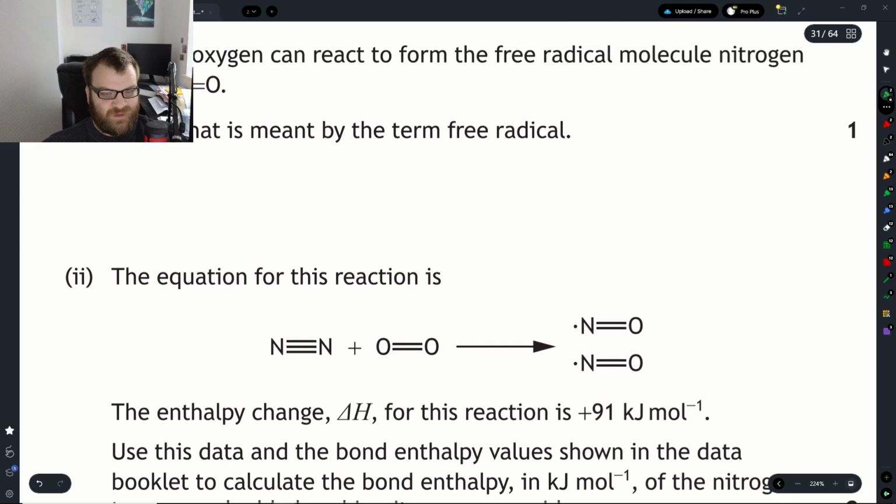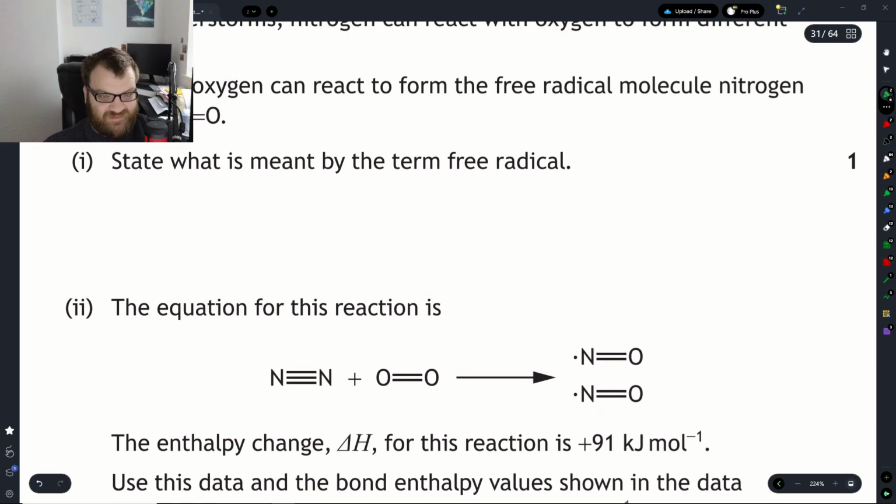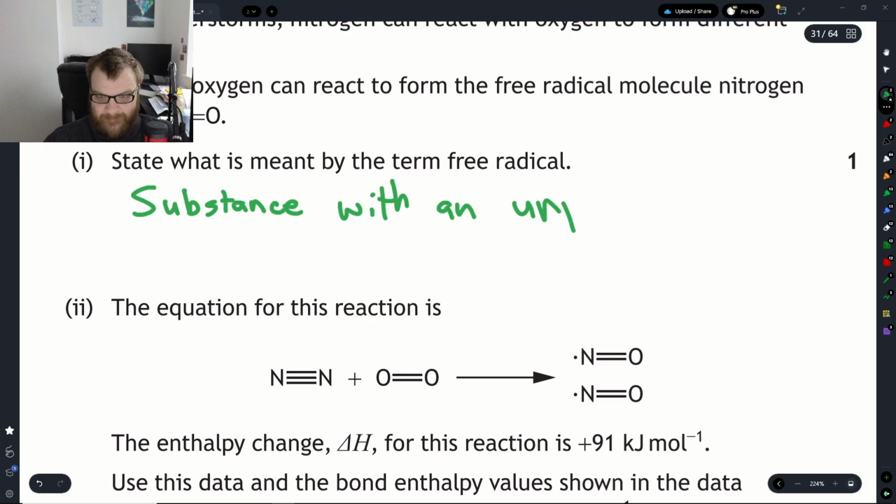Next one, we've got to explain what a radical is. It's a substance with an unpaired electron. So molecule, atom, there's different versions of it. So substance, species, with an unpaired electron.